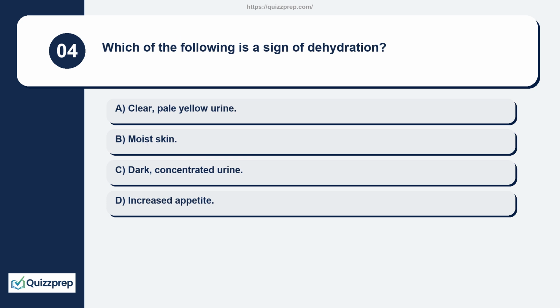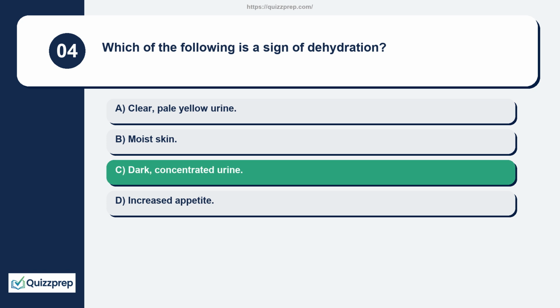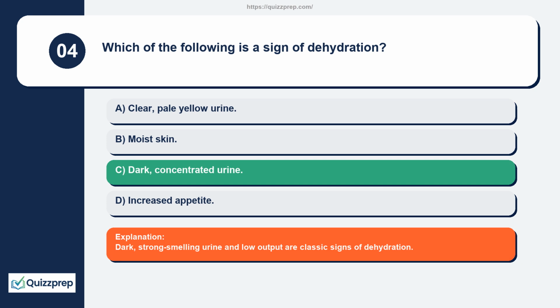Question 4. Which of the following is a sign of dehydration? Clear, pale yellow urine. Moist skin. Dark, concentrated urine. Increased appetite. Dark, strong-smelling urine and low output are classic signs of dehydration.